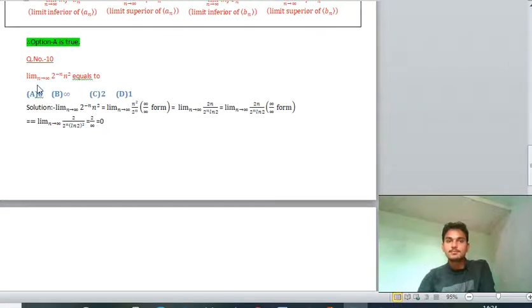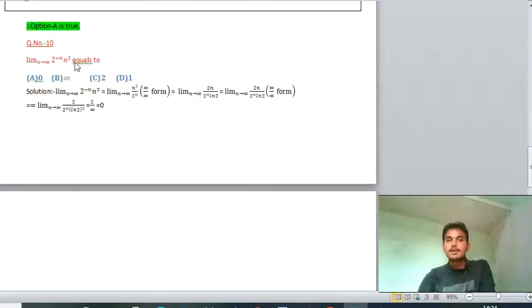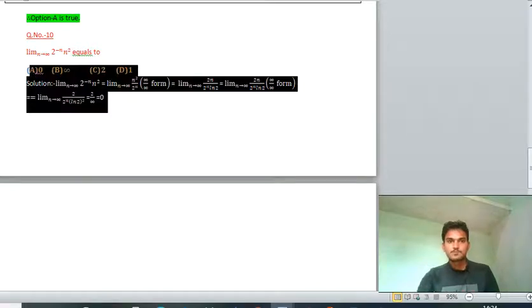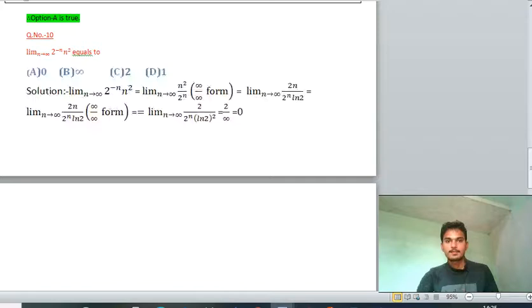Question number 10. It is given the limit as n tends to infinity of 2 to the power minus n times n square is equal to what. So it will be n square by 2 to the power n. Here it was 2 to the power minus n, and it became 2 to the power plus n. So when we substitute infinity in place of n, it will be infinity by infinity form.